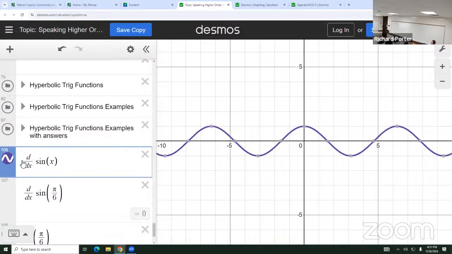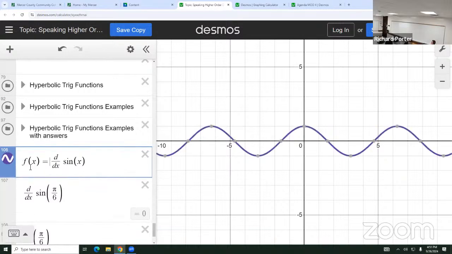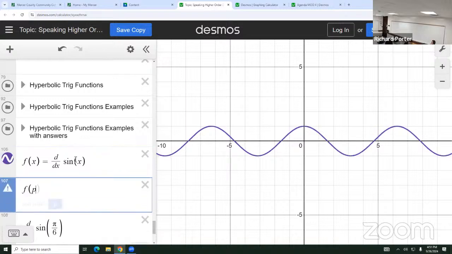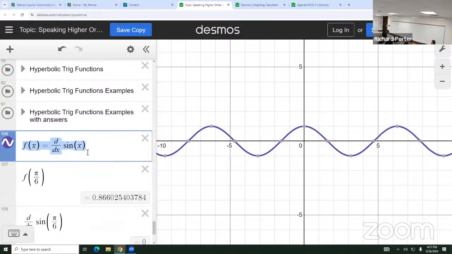Hold on. f of x equals that. And then if you want, watch this now, if you want f of pi over 6, you get a different answer. Because one is the function, we're writing the derivative, and then we're evaluating it at pi over 6.